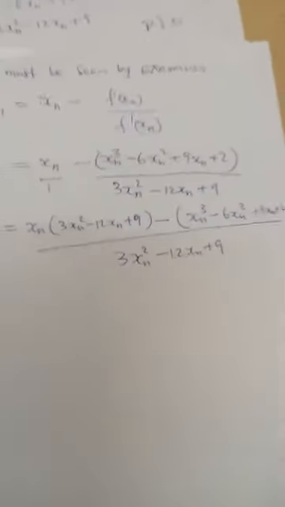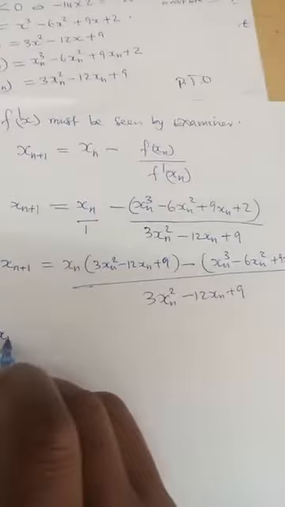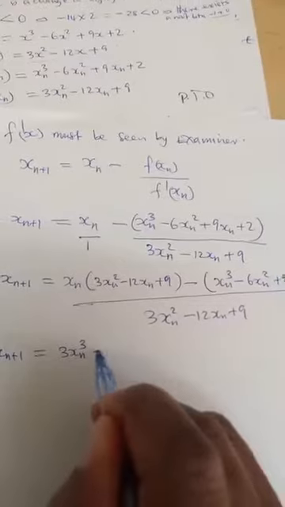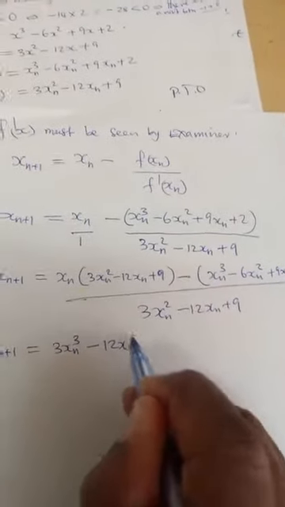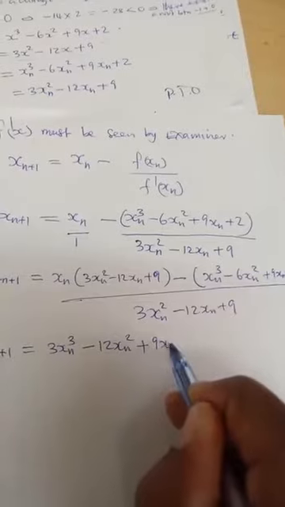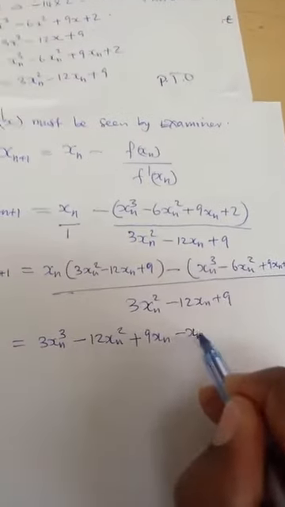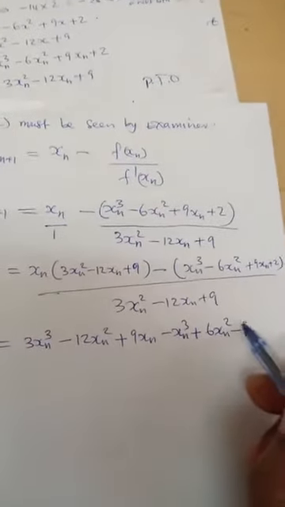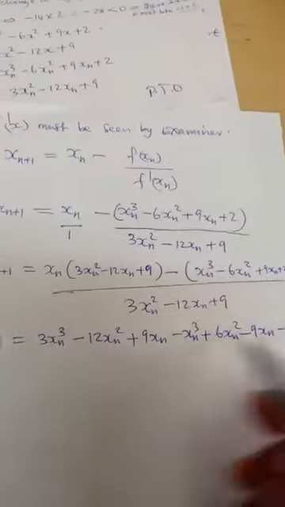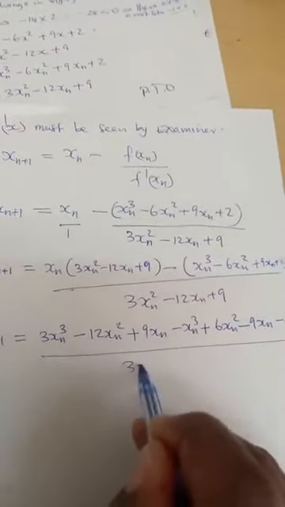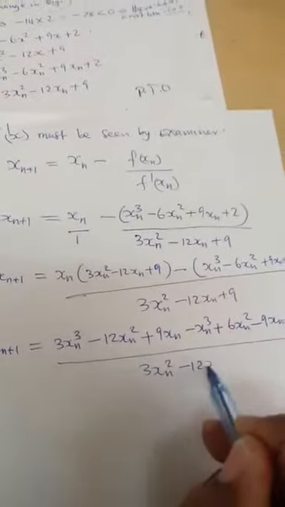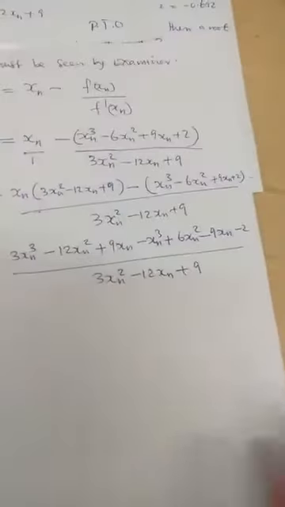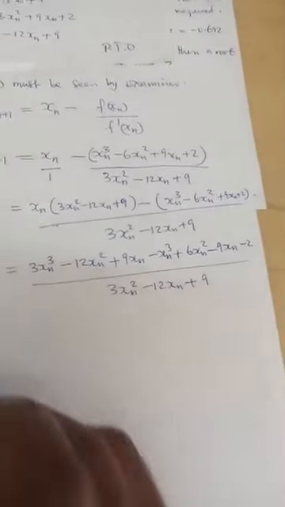What follows next is simplifying in mathematics. Xn plus 1 becomes 3xn cubed minus 12xn squared plus 9xn minus, if we open brackets, xn cubed plus 6xn squared minus 9xn minus 2. The whole thing here is over 3xn squared minus 12xn plus 9. This is where the knowledge of algebra, or the knowledge of polynomials, comes in, and we simplify.